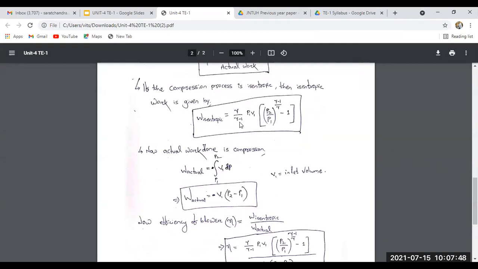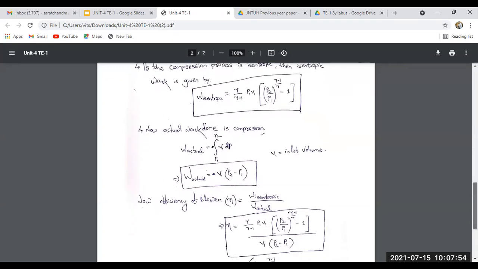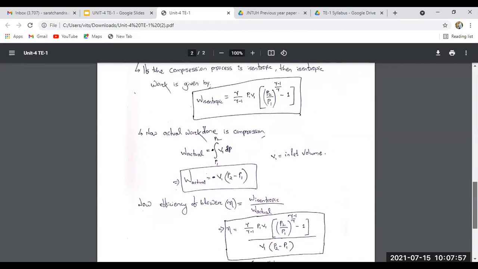What is the isentropic work? This is the formula of isentropic work: gamma by gamma minus 1, P1 V1, into (P2 by P1) to the power (gamma minus 1) by gamma, minus 1. If the volume is given in the question paper, you apply this formula. If the mass flow rate is given, then in place of P1 V1 we have to apply m R T1, because for an ideal gas, PV equals mRT. This formula we have to apply.